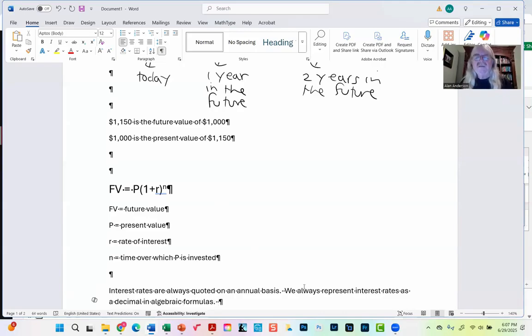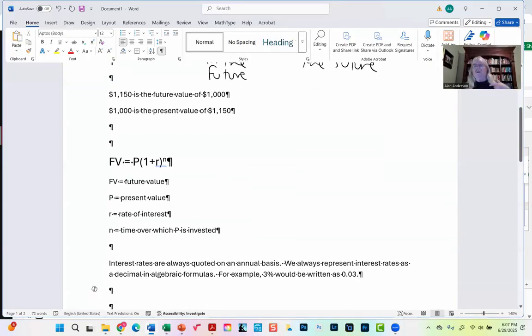So 3% would be written as 0.03. Okay. Any formula you run into in finance is not going to accept a whole number like 3 for 3%. It's going to ask you for 0.03. So let's just use a quick example.